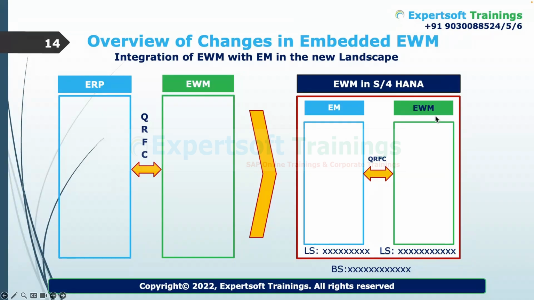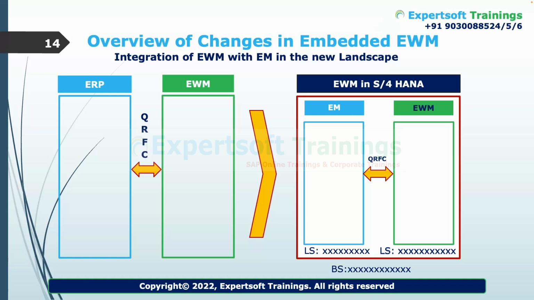Why? Because EWM is an embedded one. Even though it is in S4 HANA in the same client, it will still be treated as a separate logical system. Make sense, guys?